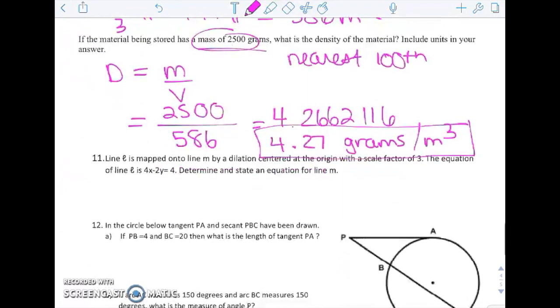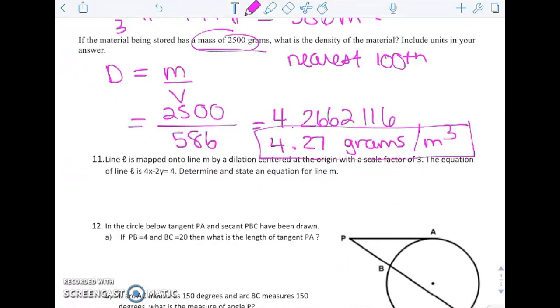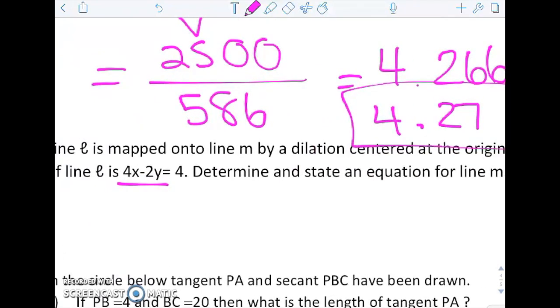All right, two left. Line L is mapped onto line M by dilation centered at the origin with a scale factor of 3. Go back to my similarity live stream if you want more on that. The equation of L is this. What is an equation for M? So first I'm going to solve this for y. So 4x minus 4 equals 2y. Divide everything by 2. So y equals 2x minus 2.